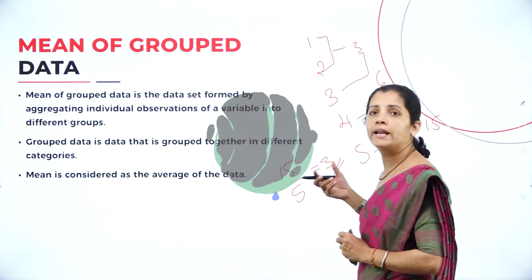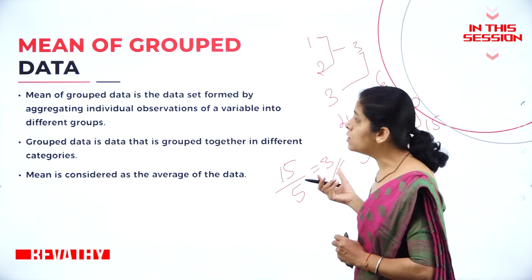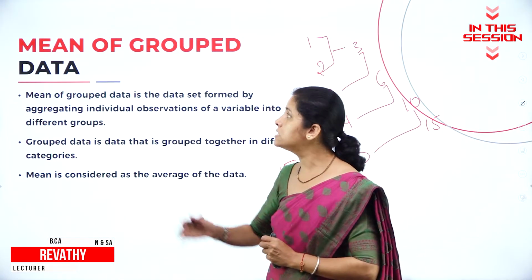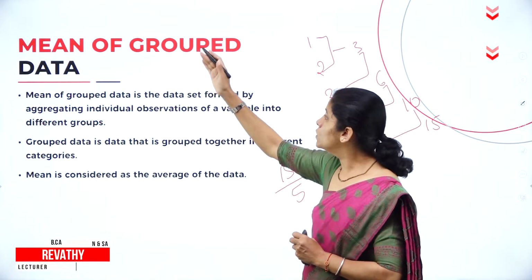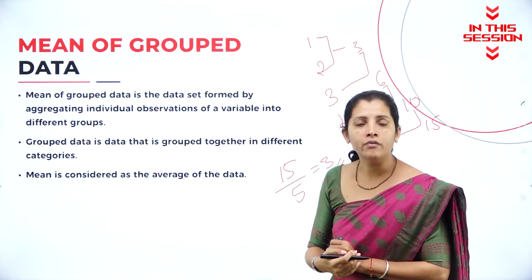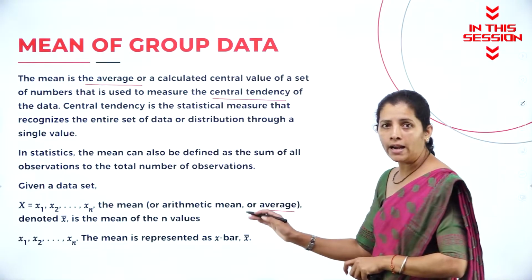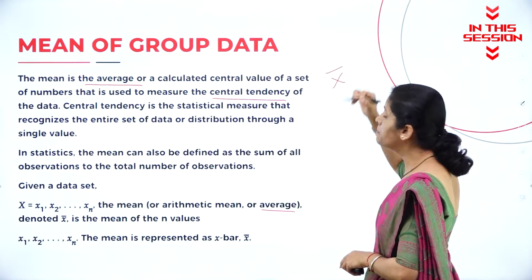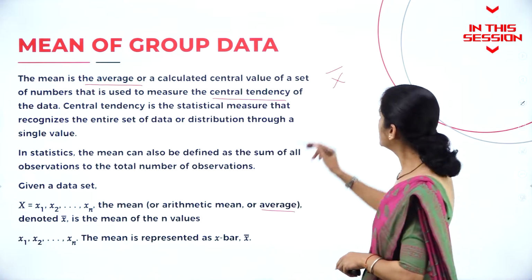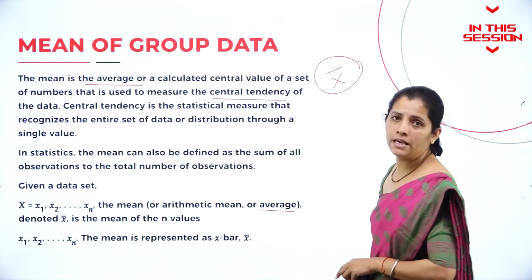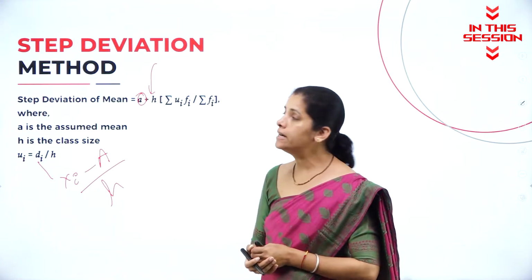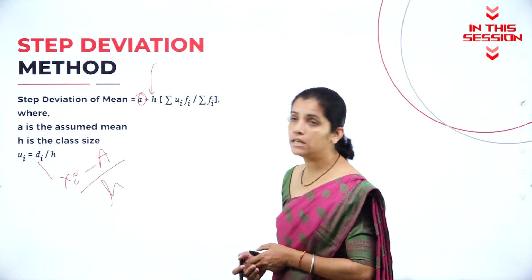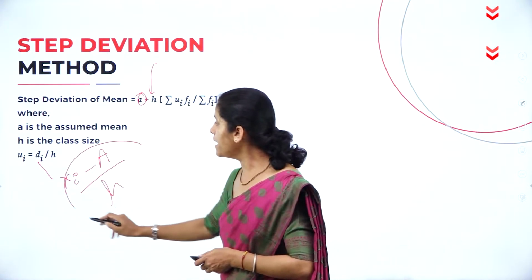I want to find the average. The way used to find the average is known as mean of group data or mean of given data. To find the arithmetic mean, I'm going to have the symbol x bar. So this is nothing but the arithmetic mean. ui is nothing but di divided by h. That is nothing but xi minus a divided by h.